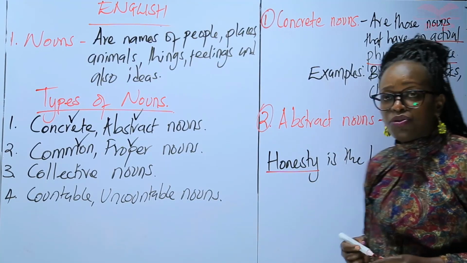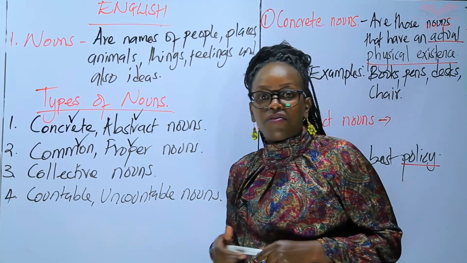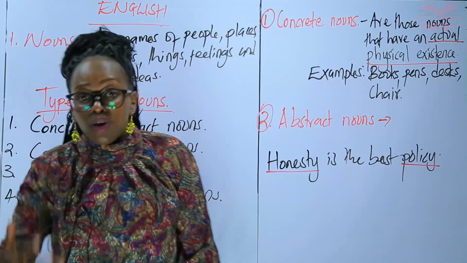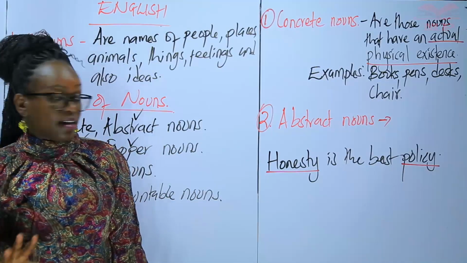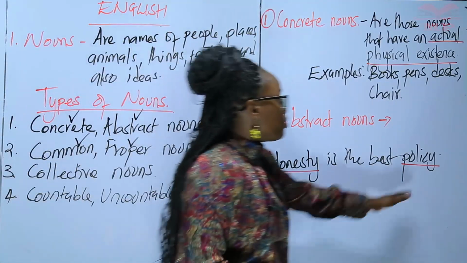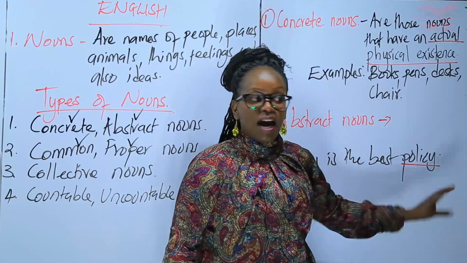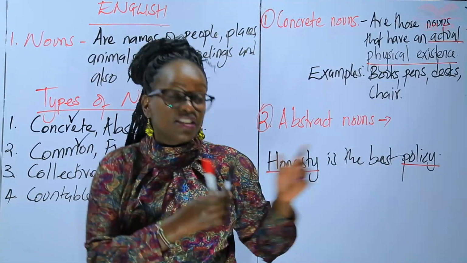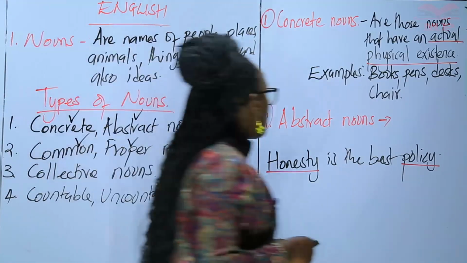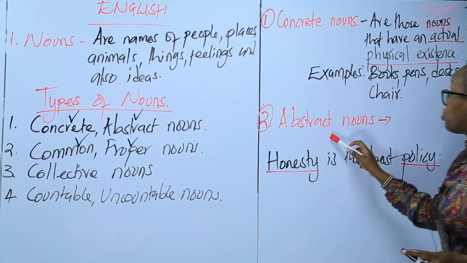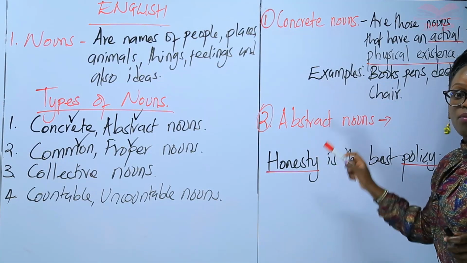Are you able to touch honesty in a person? For example, when I say I'm honest, are you able to point out where that honesty is in me? I guess you cannot do that. Can you point out where we have a policy and say this is the policy, or this is what we refer to as a policy? That is also impossible. So now that brings us to our definition of what an abstract noun is.